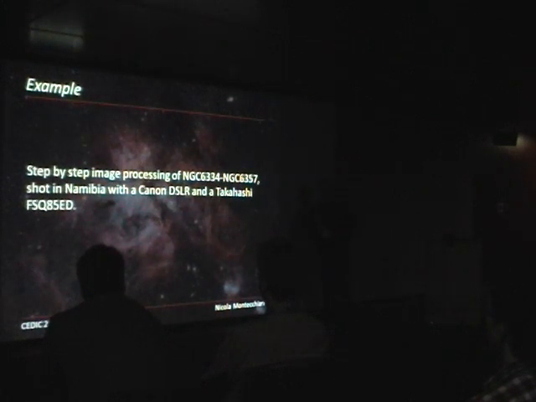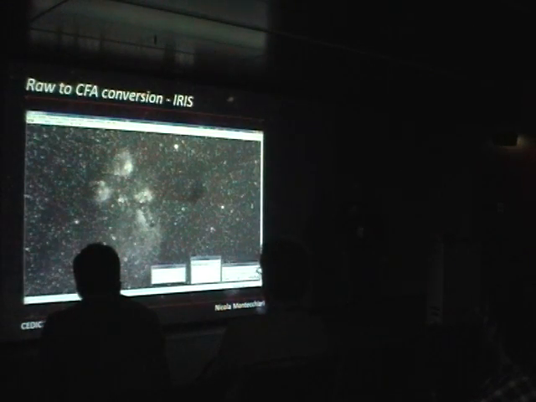Basically, I would like to show you now an example of a workflow that I did, picking some of the software that I showed you before. This is an image that I took in Namibia with my Takahashi FSQ85ED and a modified Canon 450D. The image is a wide field of the Cat's Paw. So I started with Iris, and I converted the Canon RAW to the color filter array file format, which is the one used inside by Iris in order to calibrate the images.